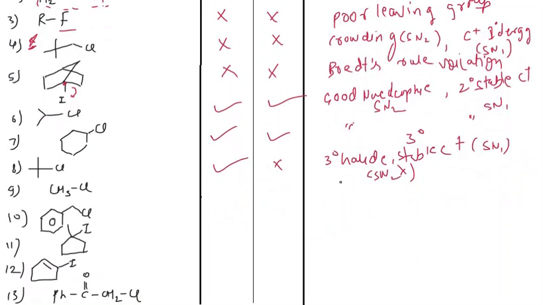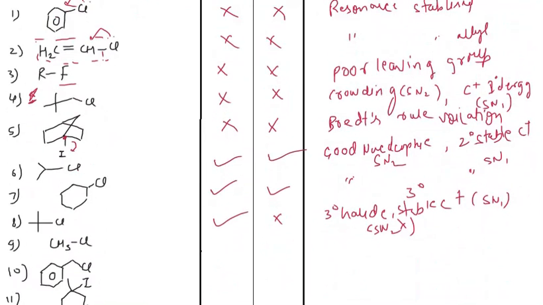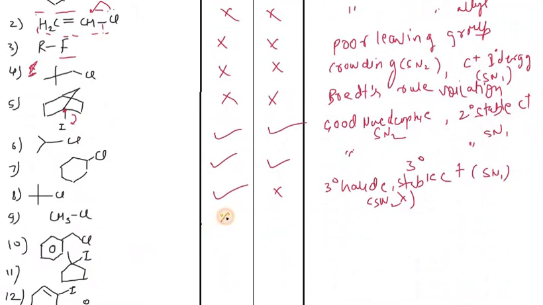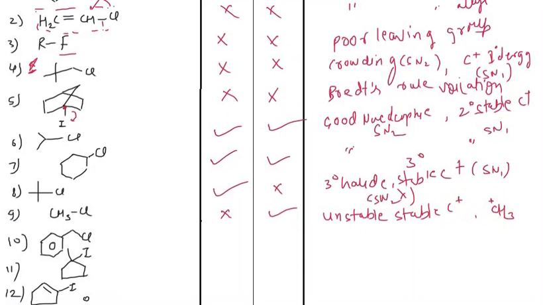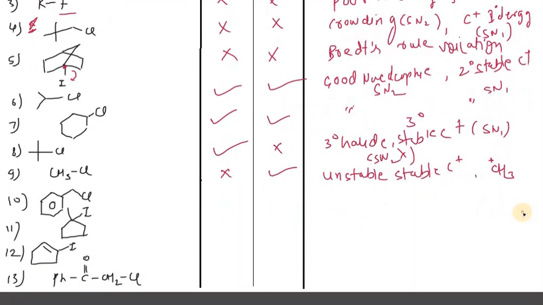Now we talk about methyl chloride. We know methyl chloride will never go towards SN1, but it will go towards SN2. Why? Because it has an unstable carbocation. We talk about the CH3 plus carbocation, which is very unstable as compared to 2-degree, 3-degree, and all.